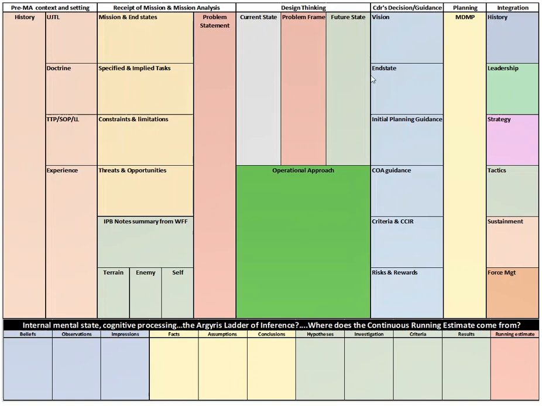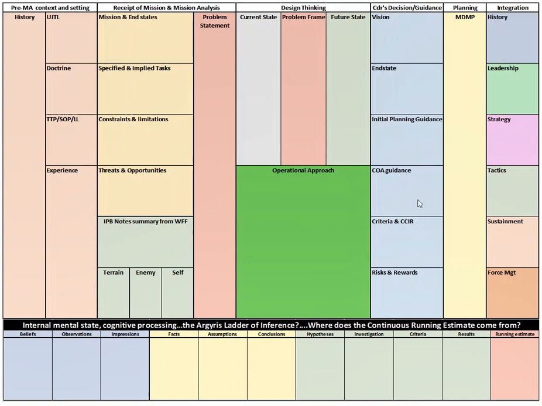When we have an operational approach that seems like it would fit inside our environmental frame, then we can say that we've completed the problem frame as well, and now we have a way that we can go from current state to future state, and we can tell the boss about that, our estimate of the situation, and then he can use that to inform his decision and guidance that describes his vision for the operation, the end state that he wants us to achieve, the purpose of why we're doing things, any initial planning guidance that will be incorporated into our military decision-making process.